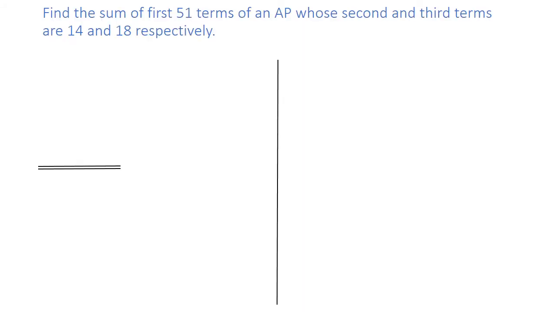Let's go to the next sum. Find the sum of the first 51 terms of an AP whose second and third terms are 14 and 18 respectively. So we have to find the sum of the first 51 terms. N is equal to 51, and they have given that the second term is 14 and the third term is 18. A2 is equal to 14, A3 is equal to 18. They have not given us A, D, AN, or Sn, anything. But we have to find out Sn.